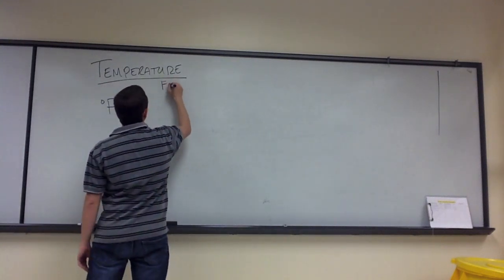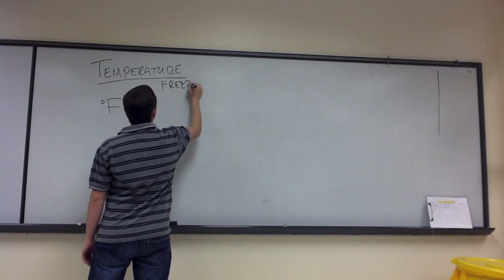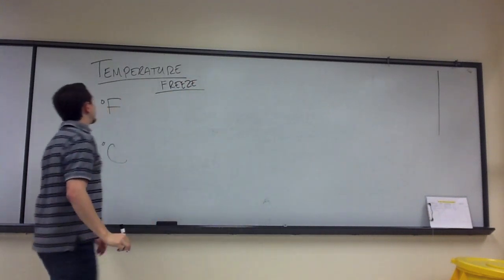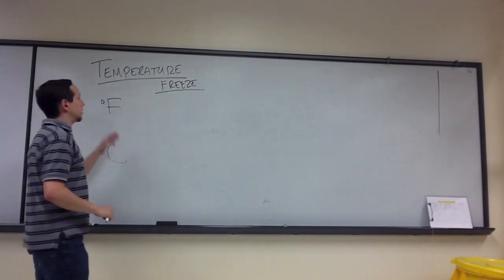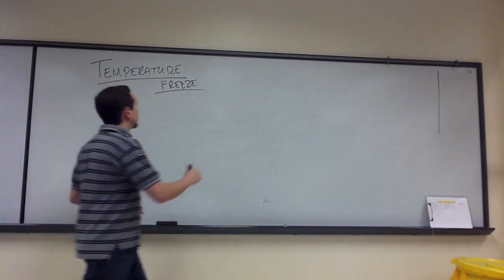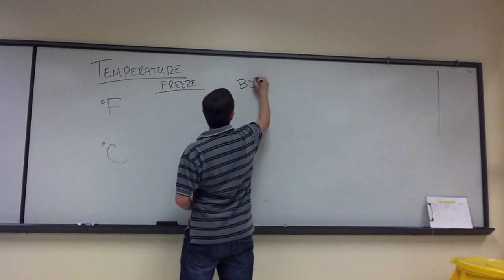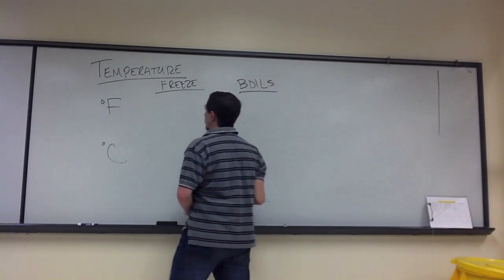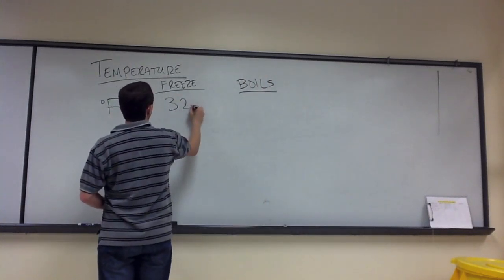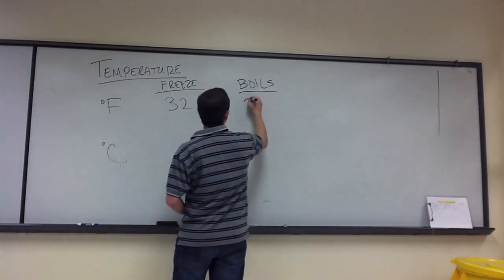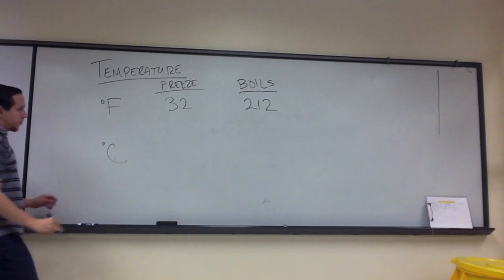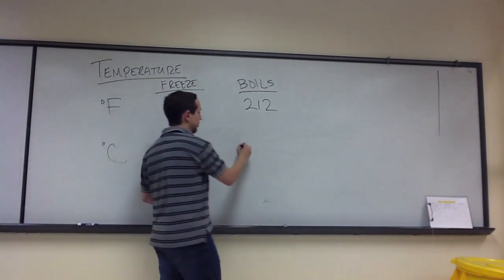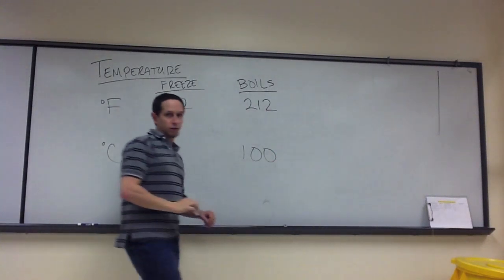Real quick, let's talk about the units and the amount of degrees at each of these at which water freezes and at which water boils. Water freezes at 32 degrees Fahrenheit and it boils at 212 degrees Fahrenheit. It freezes at 0 degrees Celsius and it boils at 100 degrees Celsius.